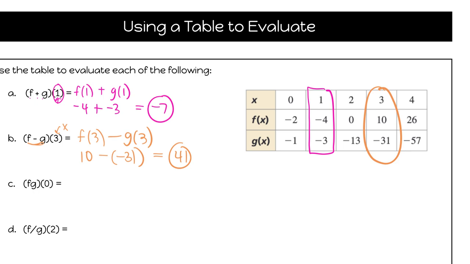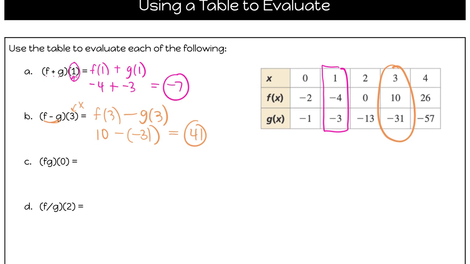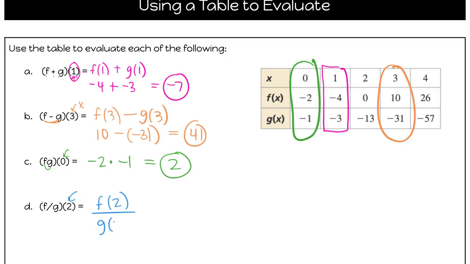And finally, we're going to do multiplication and division. Now we're going to evaluate f times g of 0. Let's go look at the 0 section. That would be just negative 2 times negative 1, which gives us positive 2. And then finally, division, we're going to look at x equals 2 for this one. Think of this as f of 2 divided by g of 2. Let's go find those values here. That would be 0 divided by negative 13, and you're allowed to have a 0 on the top of a fraction. 0 divided by negative 13 is just 0.